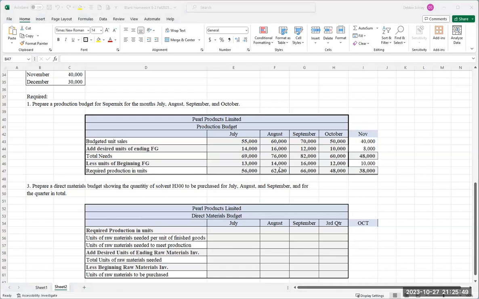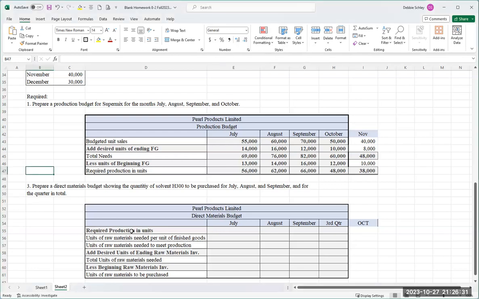Okay, and again, like I said, if you get some numbers wrong in here, then you're going to get the numbers wrong here because required production in units becomes in required 3. They want us, now we're dealing with direct materials or raw materials. Doing a budget showing the quantity of solvent H300 to be purchased for July, August, and September, and for the third quarter in total. So make sure you notice that. Again, this is a third quarter column total. So some of these lines are not going to add across. Okay.